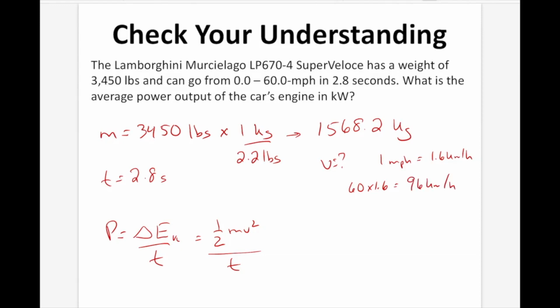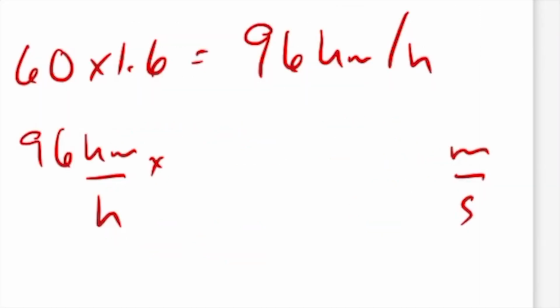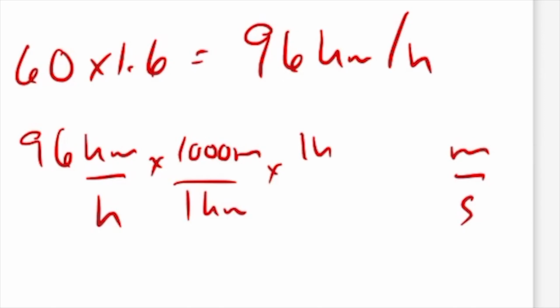in 2.8 seconds. Now we're not quite done yet, because we need 96 kilometers per hour in meters per second. So we're going to multiply. We're going to say 1 kilometer is equal to 1,000 meters. And we know that 1 hour is 3,600 seconds. So that gives us an answer of 96 times 1,000 divided by 3,600. So 26.7 meters per second.